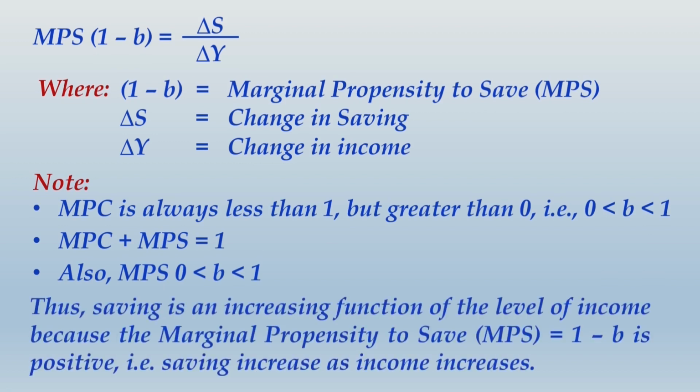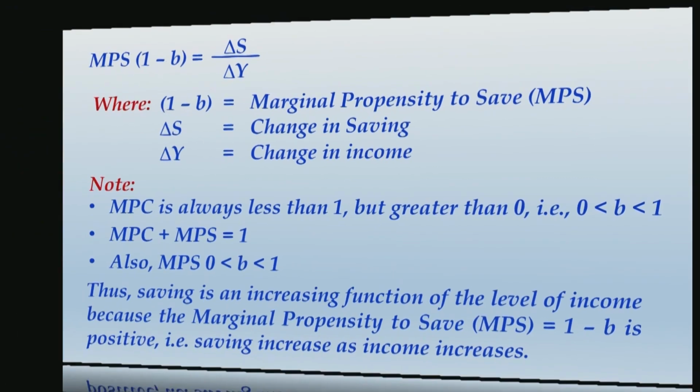Thus, saving is an increasing function of the level of income, because marginal propensity to save, that is 1 minus B, is positive. The saving increases as income increases. Let us move ahead and write further about average propensity to save.